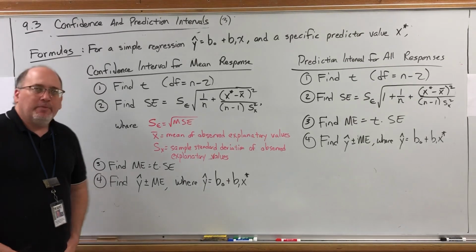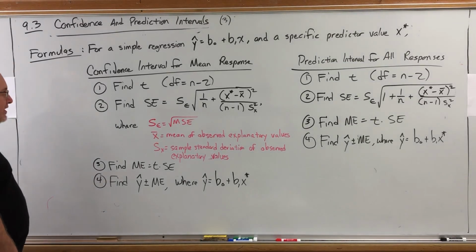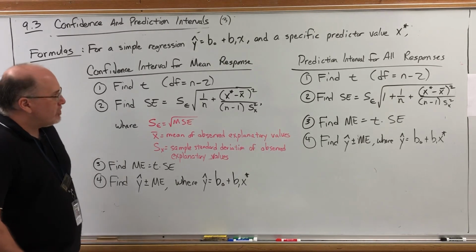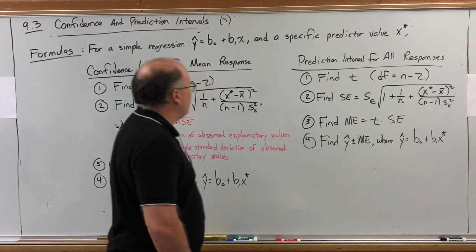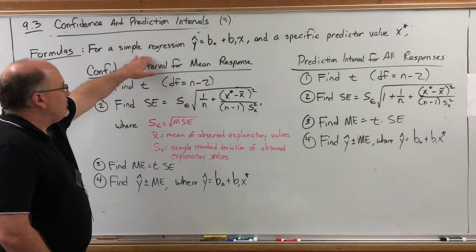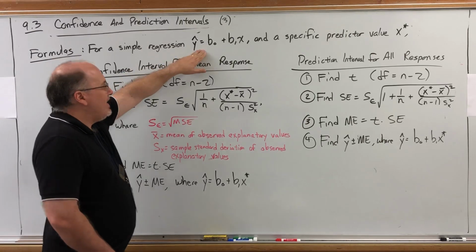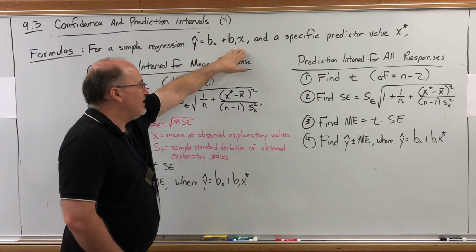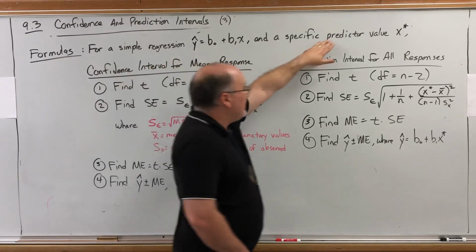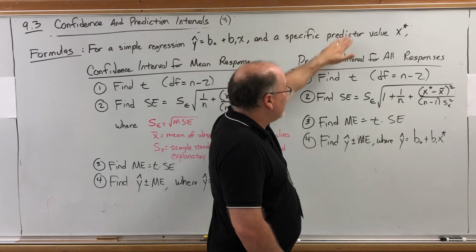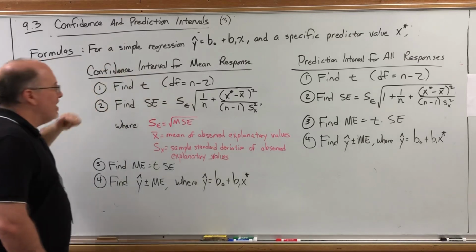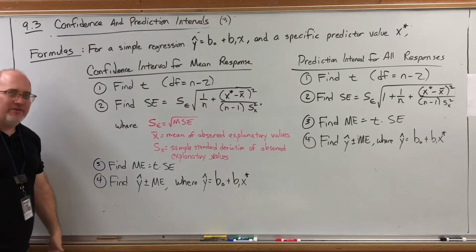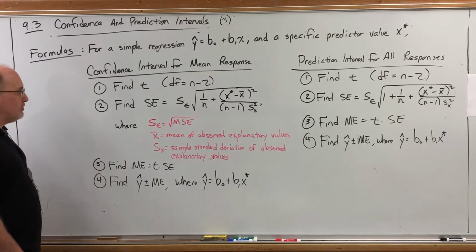So let's get down to it. Here are the formulas for calculating both the confidence interval for a mean response in a simple regression and a prediction interval for all responses in a simple regression. Suppose you have a simple regression, y hat equals b0 plus b1 times x, and a specific predictor value x star. To calculate the confidence interval, it has the same 4 steps.